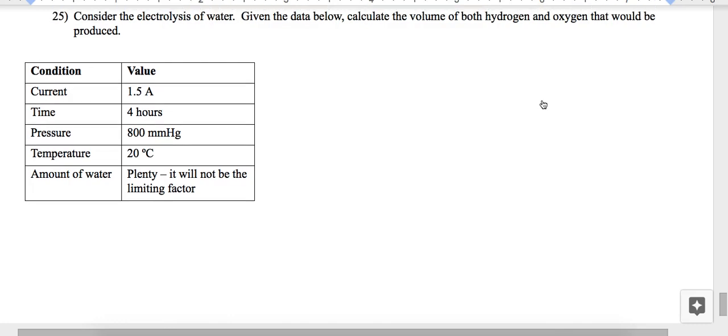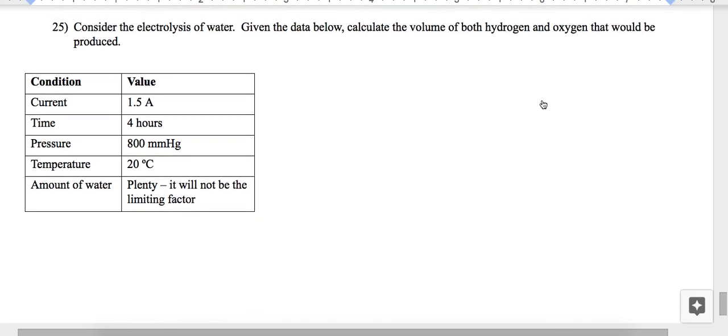Last problem here. This is a data problem, so we have lots of different things to look at. It's not as hard as it looks, but we are dealing with gases, so we are going to need that guy right there. So we have the volume in the end for what we're going to be looking for. So we have pressure, we have number of moles, we have R, we have T, so we're going to be able to plug everything in there to figure this guy out.